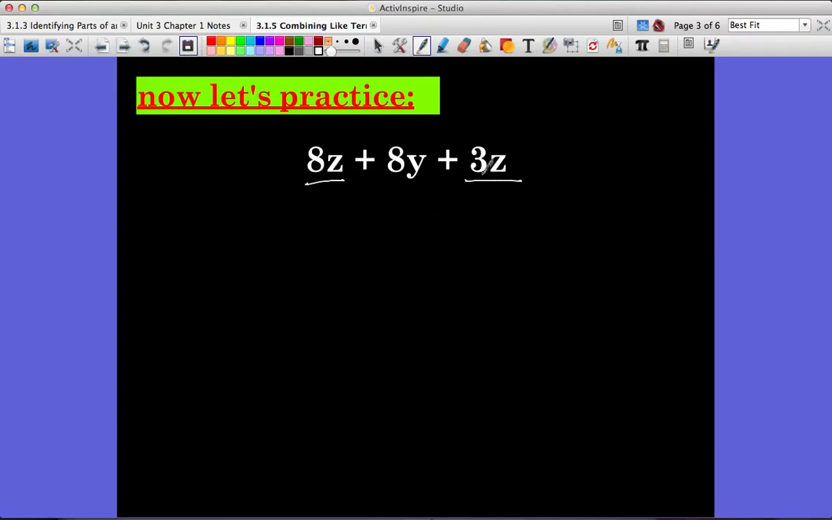In this case, because these are like terms, since I have plus 3z, I'm going to take the 8z and add 3z to it. We're going to put them together and make them 11z. But since the 8y does not have a like term, we are going to leave it, because that will be a completely different problem on its own. So now we turned it from 5 steps, multiply, multiply, add, into 3 steps.